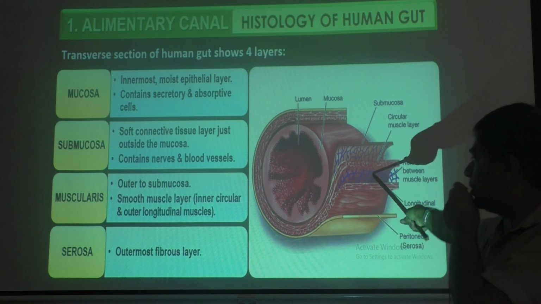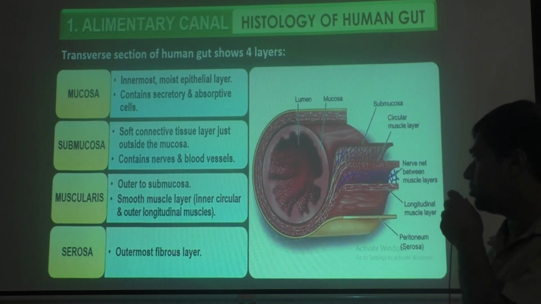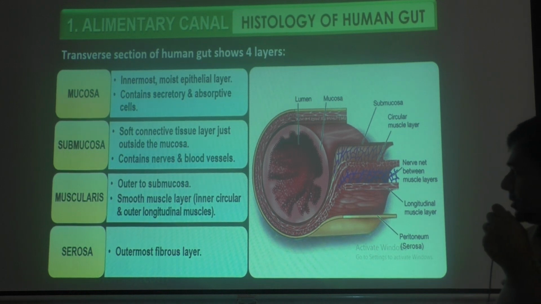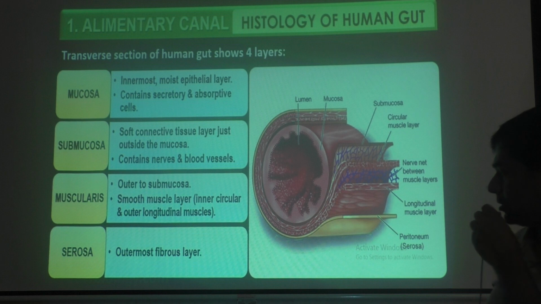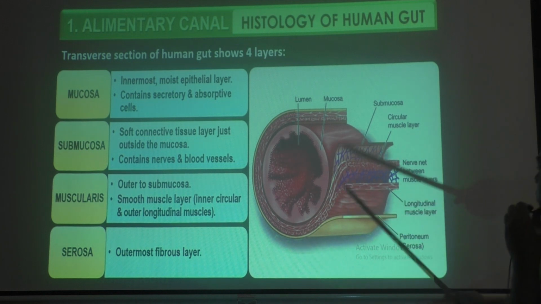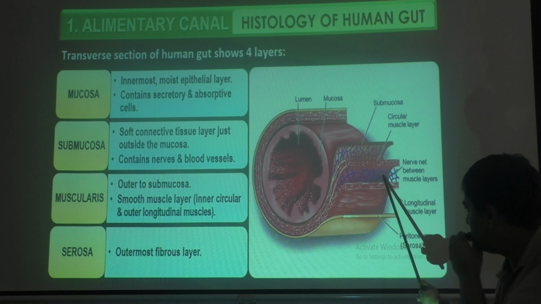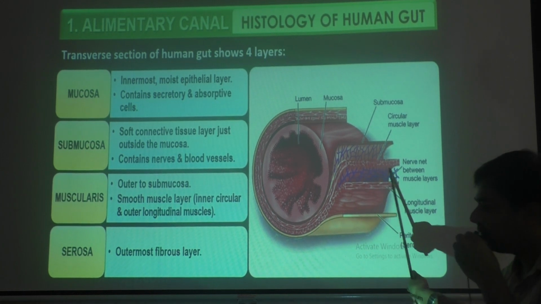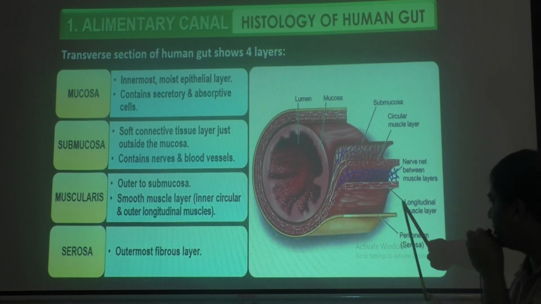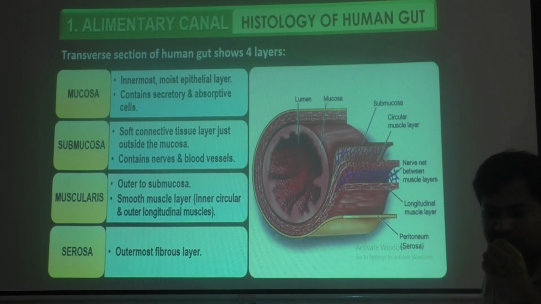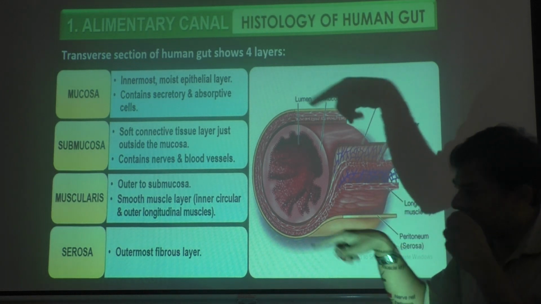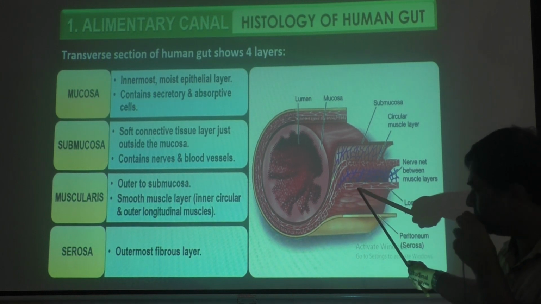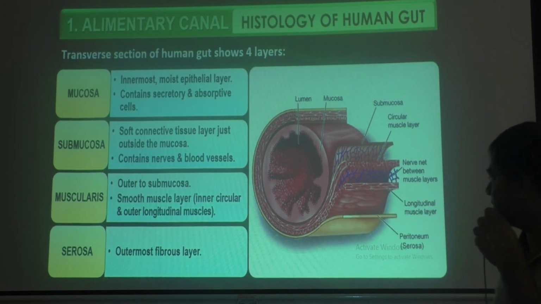The muscularis, this one, is outer to the submucosa, meaning it is next to the submucosa. It is a smooth muscle layer. It contains inner circular and outer longitudinal muscles, so it contains two layers. You can see here, this is the circular muscle, which is the inner layer, and this is the outer layer, which is called longitudinal muscles. So two types of muscles are there. The inner muscularis will have circular muscles, and the outer layer will have longitudinal muscles.